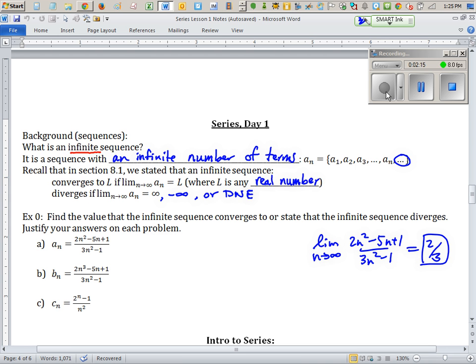So you could write a conclusion real quick. This is what you would write: a sub n converges to 2/3. Why? Because the limit's 2/3. Done. I wish series was this simple, but it isn't. Sequences are this simple. Okay? Let's try the next one.